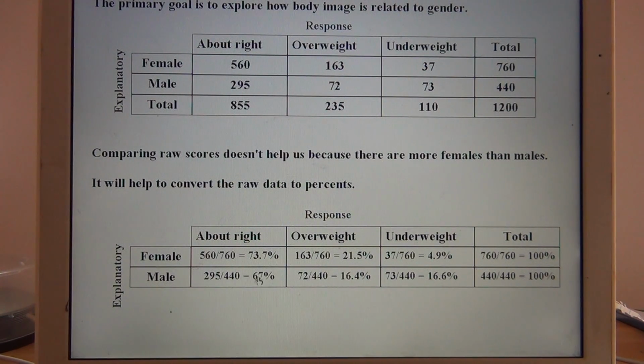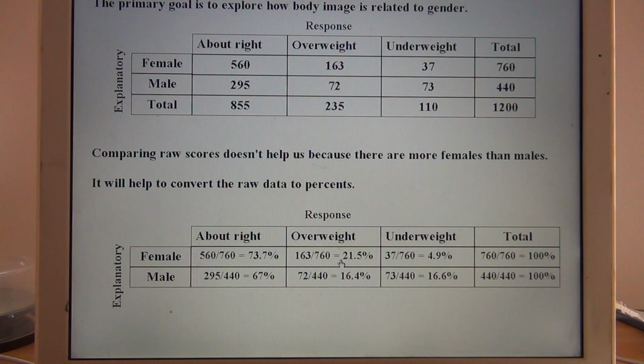So, now we've converted our data into percent. And this should give us a better insight into the data set, because it takes into account the difference between the larger number of females and males, and changes all of their scores into percent. So we can see the majority of females and males saw themselves as sort of about right.